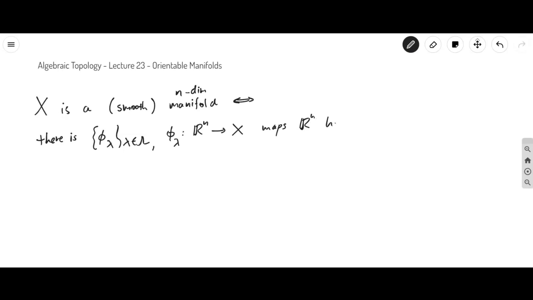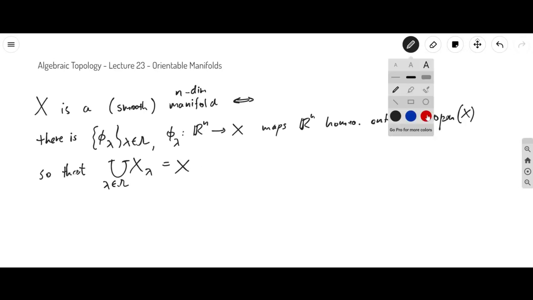Rn homeomorphically onto an open subset. Let's call that open subset X subscript lambda. So that's an open subset of X, so that the union of all of those open sets, they give you X. So we call these, of course, each of these are called charts. And this entire collection is called an atlas.